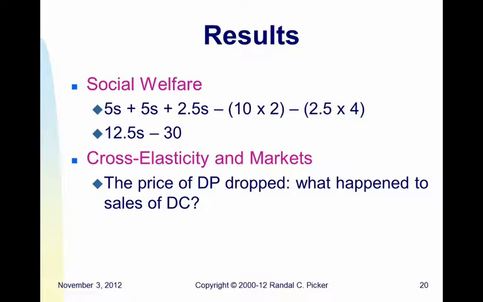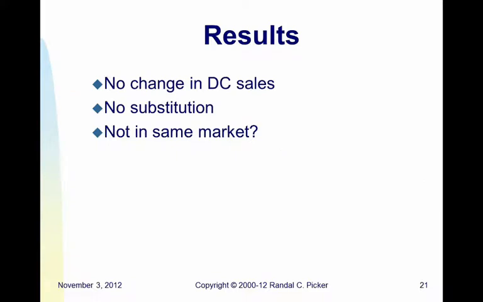But our critical question on cross-elasticity is the price of Diet Pepsi has gone down. What has happened to Diet Coke sales? And the answer is those Diet Coke sales haven't changed. We sold 10 units before. We continue to sell 10 units. And so the inference you might draw there is to say that, well, Diet Coke and Diet Pepsi are not in the same market. They're not substitutes for each other.